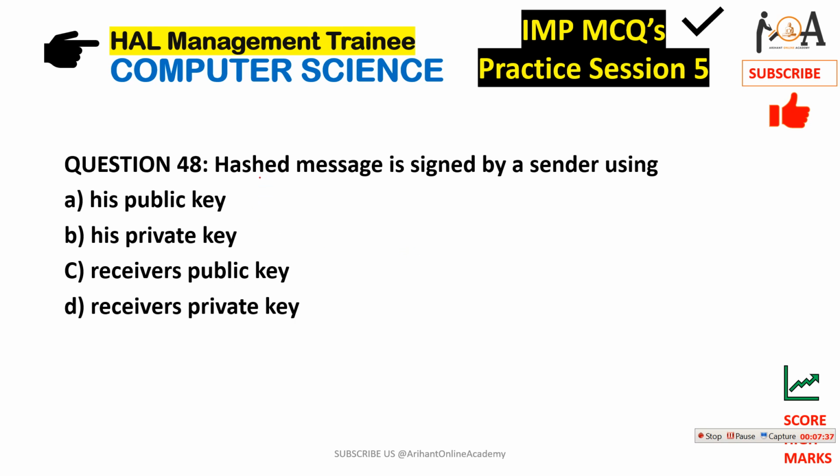Question number 48 is, hashed message is signed by a sender using. So basically when a user hashes a message which is signed by a sender, we are encrypting the message before sending it to the network, right? So it is generally done by using the sender's private key. Using the sender's private key it is done. Okay, so option B is the correct answer.